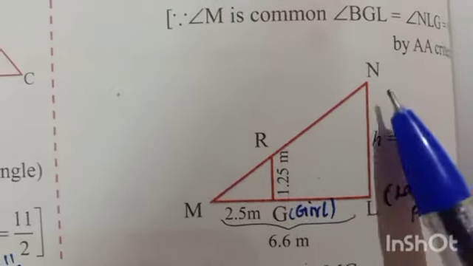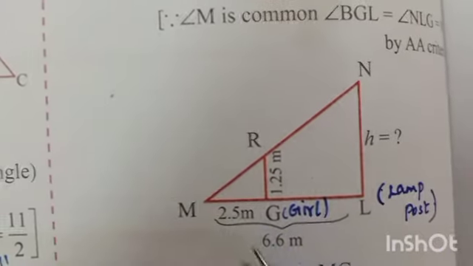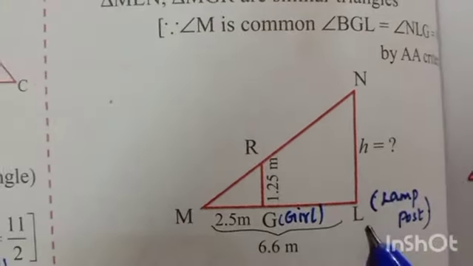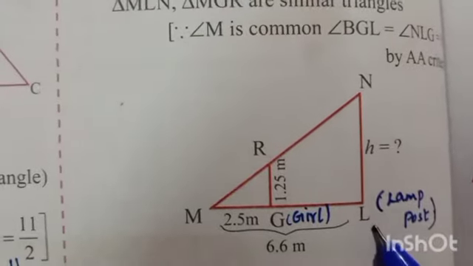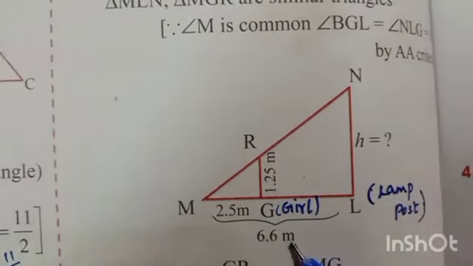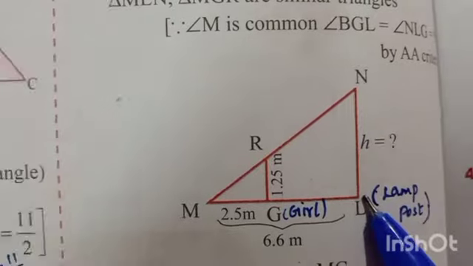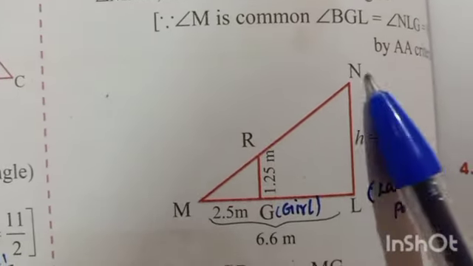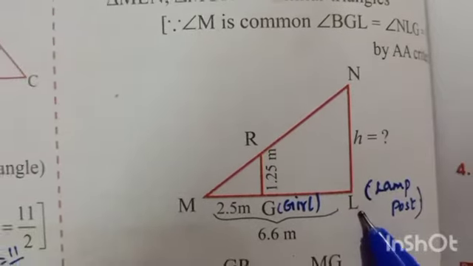Okay, the reflection of the lamppost is 6.6 meters. We want to find the height of the lamppost. Yes, students, that 6.6 meters is the reflection, the image of the lamppost. We want to find the height of the lamppost.